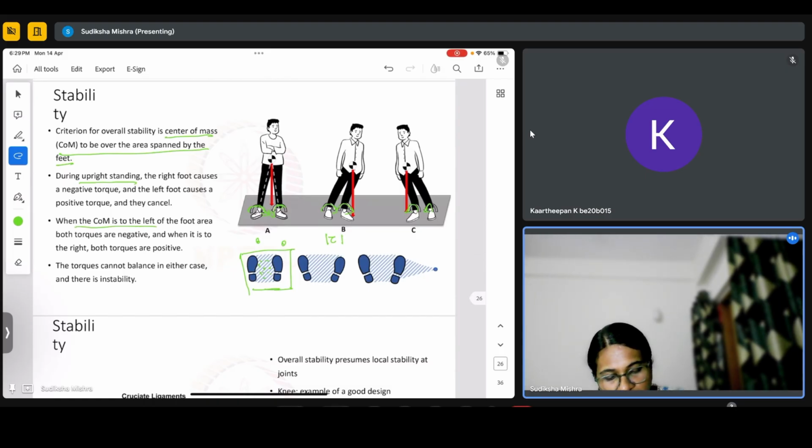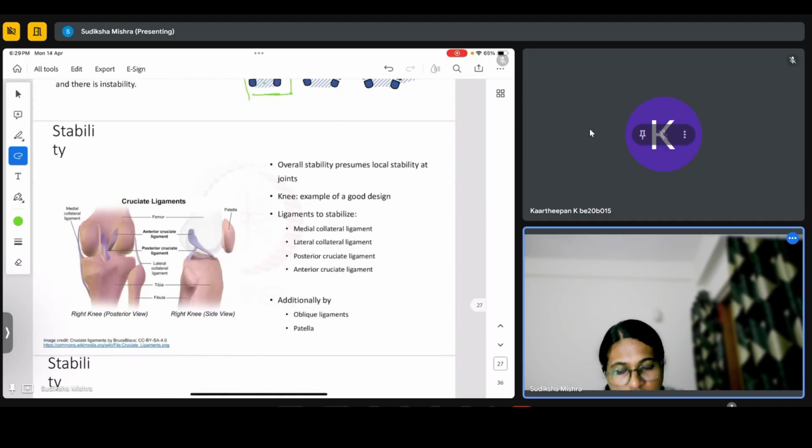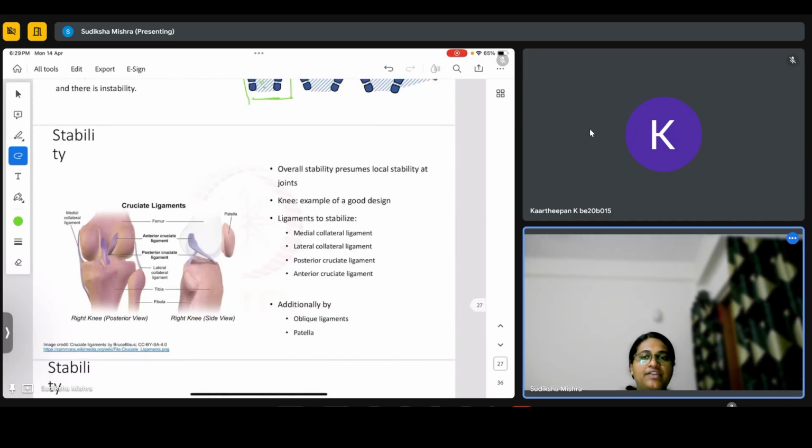When the center of mass is to the left of the foot area, somewhere here, both torques are negative. When it is to the right, both torques are positive. Okay. Now, what gives stability to the system? It's the ligaments that hold the bones in its place. Just a sec.